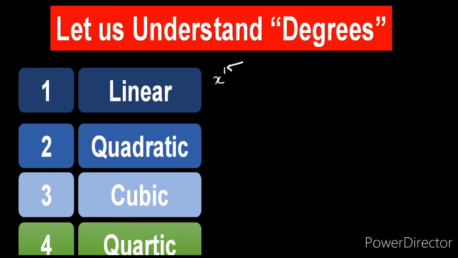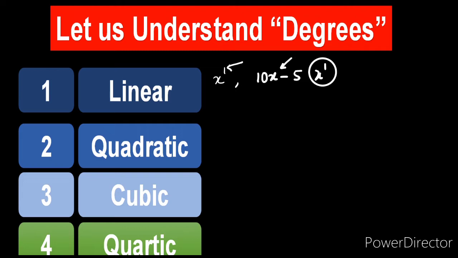What's the degree over here? It's 1. Hence it is linear. Let me write down 10x minus 5. What's the degree over here? x to the power 1. That means the degree is 1. Hence it is linear. Okay.